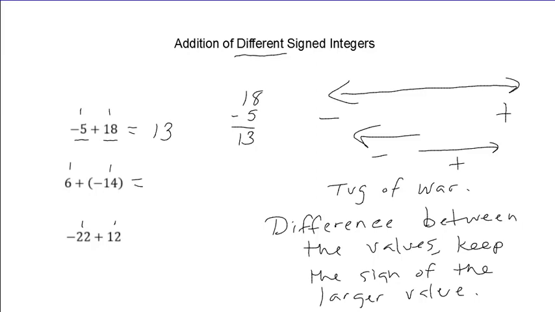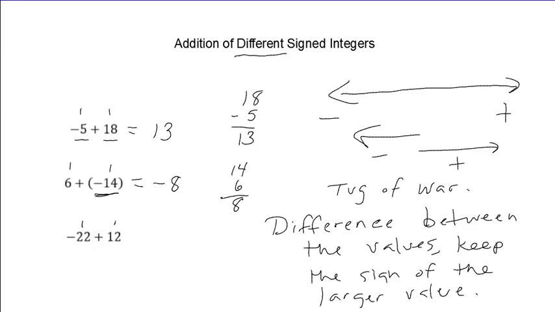In the next problem, I have a +6 and -14. So the 14 is the larger value, so this answer is going to be negative. And now by how much does it win? So I'm going to take the difference between 14 and 6, and the difference between 14 and 6 is 8, and so the answer is -8.